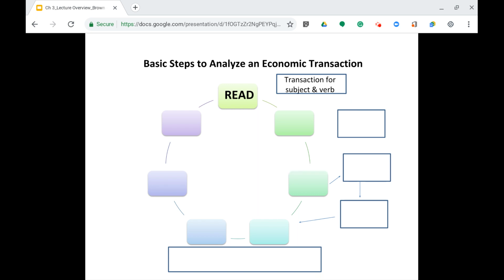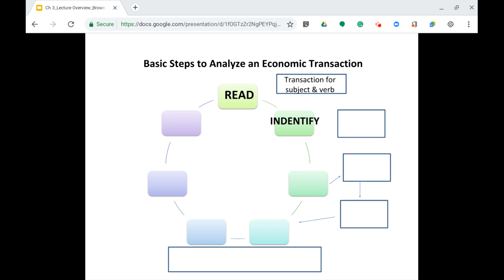That's why you're looking for the subject and the verb. Who and what did they do? Who makes a huge difference. If the owner does it, then it's going to affect common stock. If the customer did it, it's going to affect accounts receivable and probably revenue. If you, the owner, did it again, it could affect your liabilities. So it just depends on who did it and what they did.